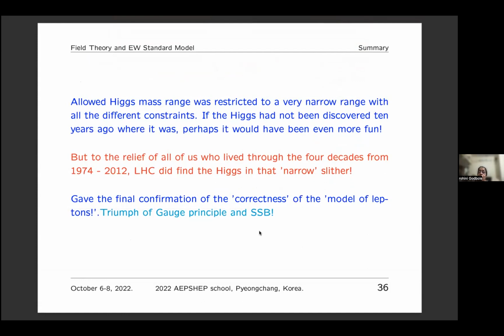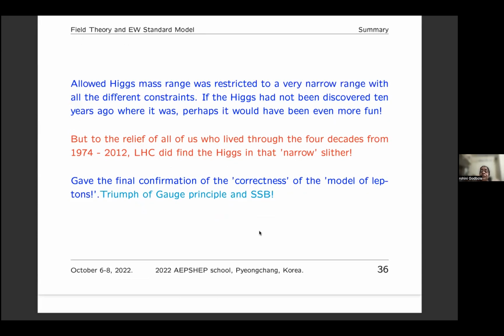But I think, to the relief of all of us who had lived through the 4 decades from 1974 to 2014, the LHC actually found the Higgs in that narrow sliver and gave the final confirmation of the correctness of the model of leptons. And indeed, this was the reason why, in spite of only 10 events of Higgs to ZZ star going to 4 leptons observed in 2012, the Nobel Prize was already given in 2013 to Higgs and the other friends who predicted a Higgs-like boson.